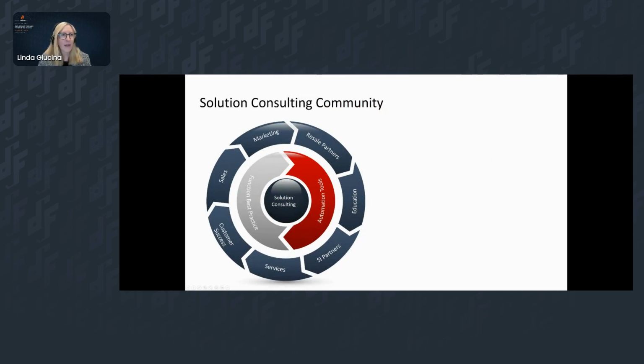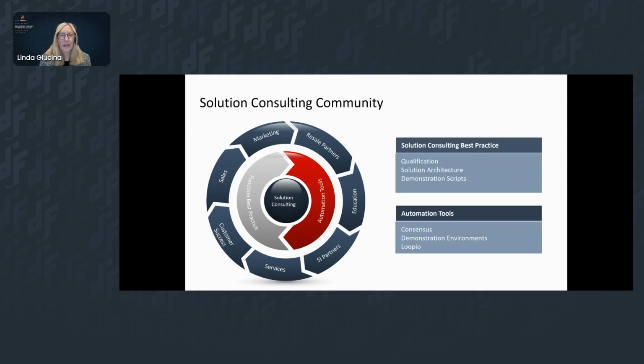So I created a wheel to, I suppose, visualize what the solution consulting community could look like. And, you know, it can comprise solution consulting best practice. So all the best practice that you utilize to run your team, but also the automation tools that you might bring to the party. And what you want to do is to minimize the cost of acquisition, reduce duplication of effort, and improve the customer experience, is to build a bespoke solution consulting function for each of your SC communities.